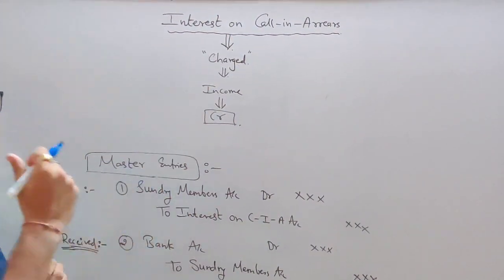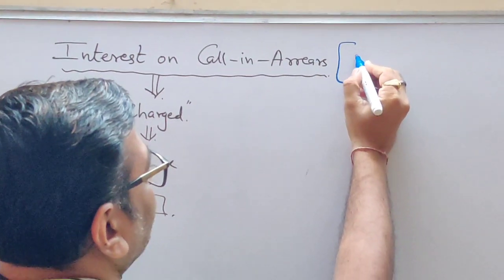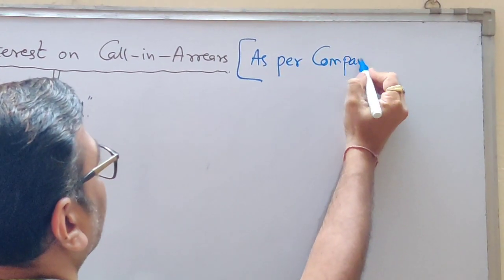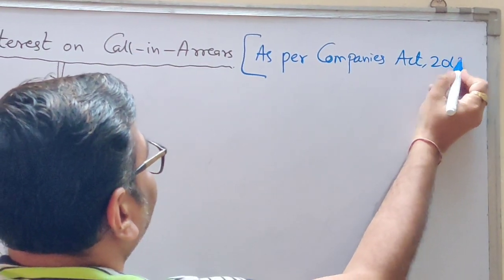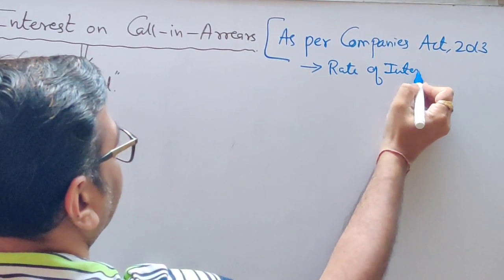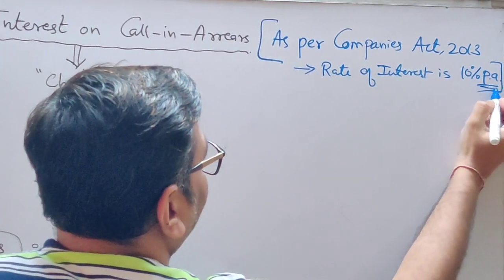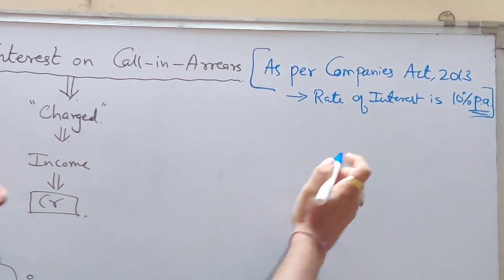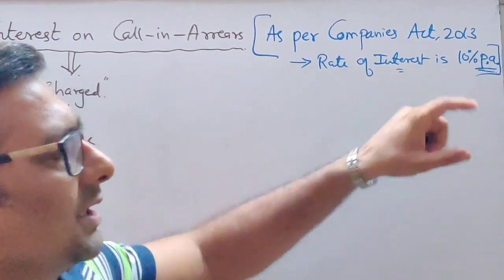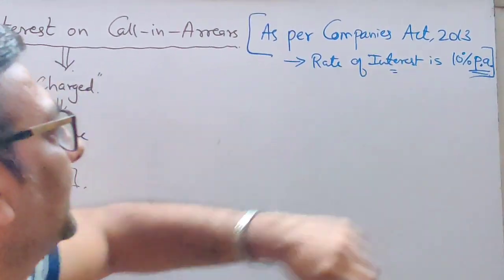So just copy down whatever I am writing on the whiteboard. What is interest on calls in arrears? How much will you charge, students? As per the Companies Act 2013, the rate of interest is 10% per annum. Also, the time factor is important. Whenever you are calculating interest, the time factor is important. It is per annum, so you also take the time factor into consideration, like for how many months the shareholder has not paid the money. Accordingly you have to charge and calculate the interest.